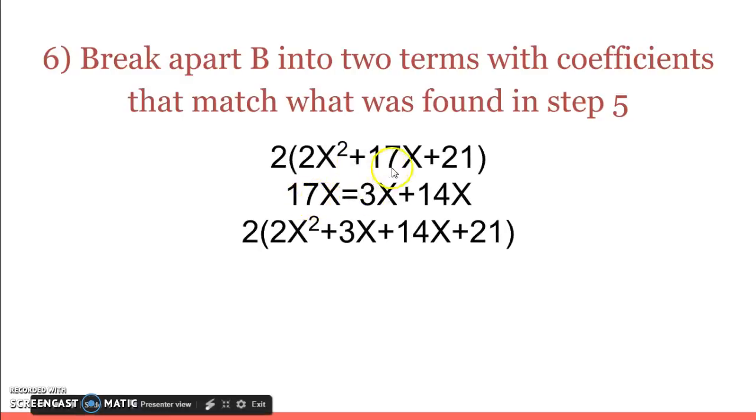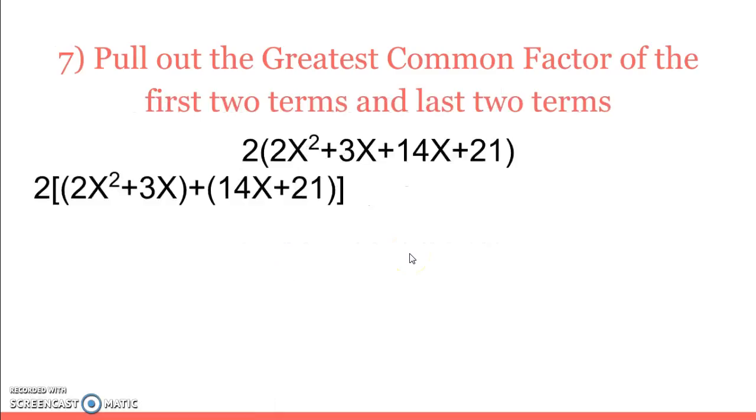So if we look here, we had our 17x is going to be the same thing as 3x plus 14x. And because they're the same thing, I can go ahead and substitute that back into the equation, and we end up with this new polynomial. After this, we want to look at just the first two terms and the last two terms of our polynomial, and we're going to group those and pull out the greatest common factor of those two terms.